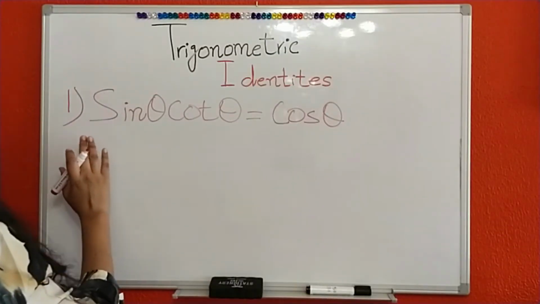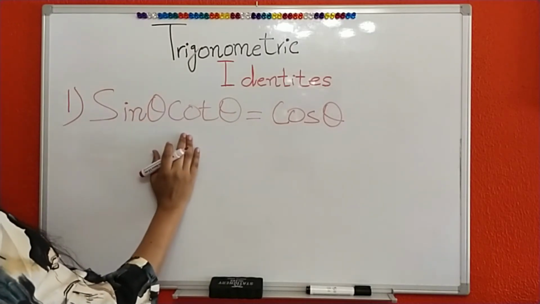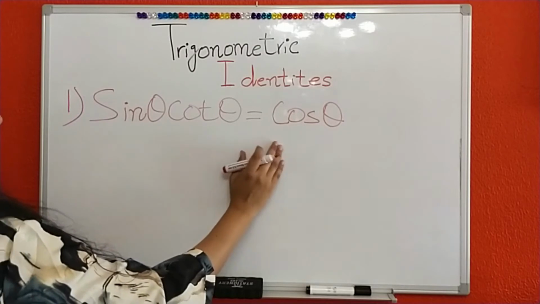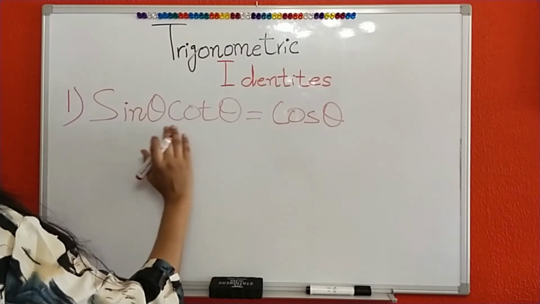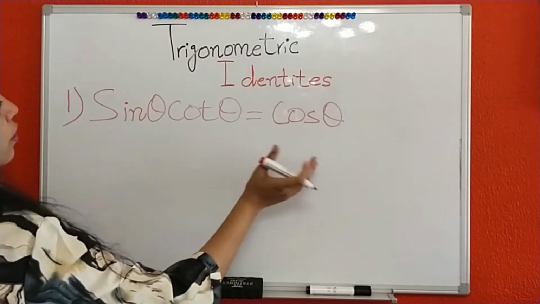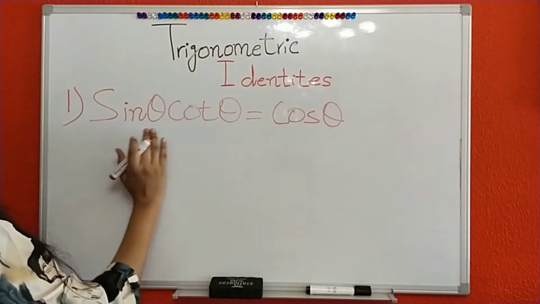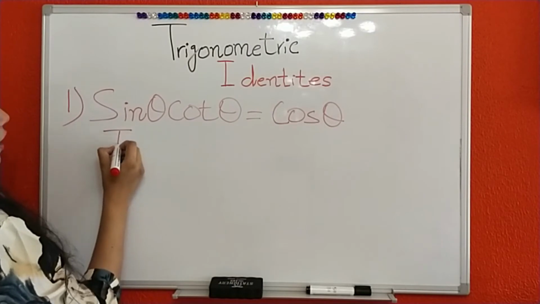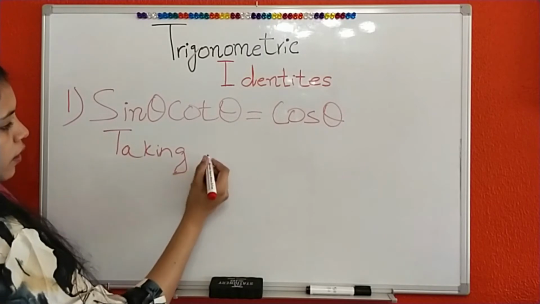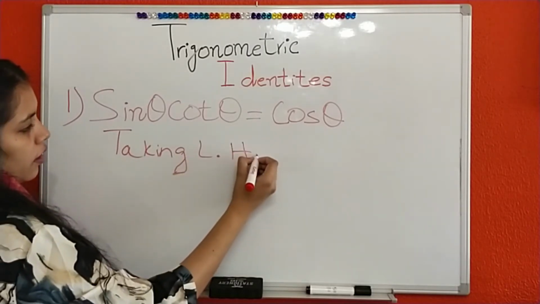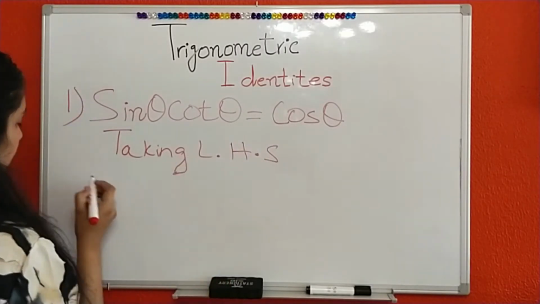Okay students, I have a very easy question here, which is sin² theta multiplied by cot² theta is equal to cos². What I need to do is convert this value to cos². So for this purpose, I am taking this side, the left hand side, and writing here the short form of left hand side.